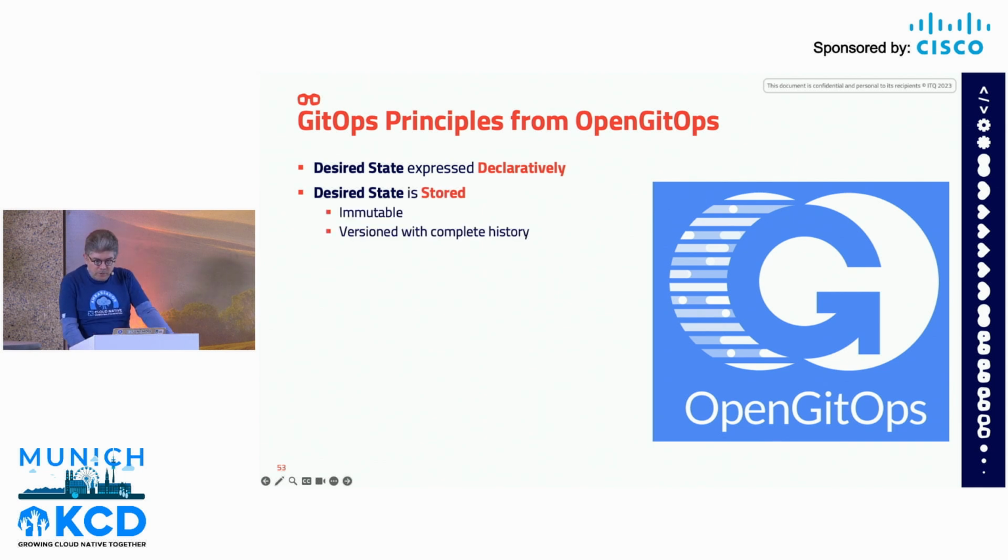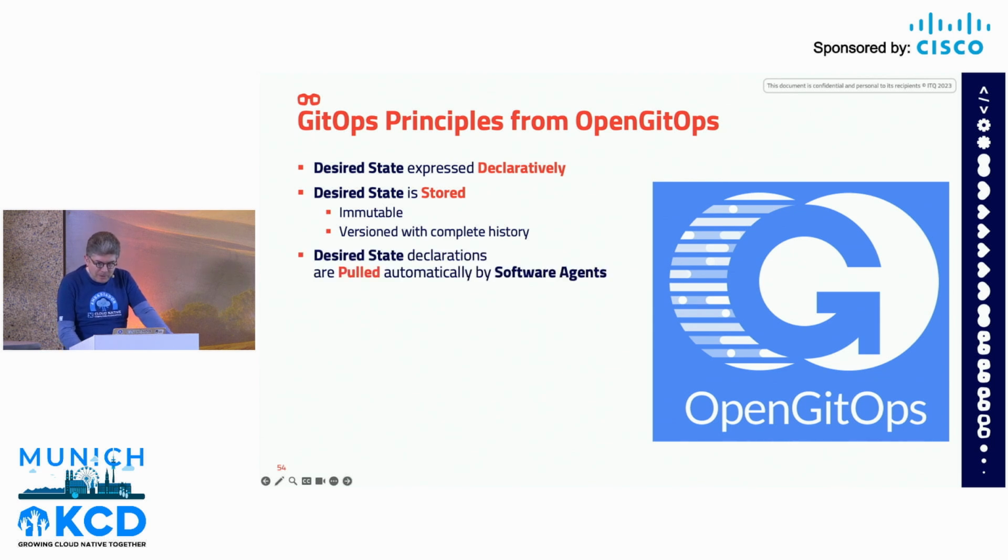The next principle of GitOps is storing the desired state. This means two things. First, immutability: when you store the data inside the desired state store, it cannot be updated. And versioning with the complete history. So that fits quite well with a Git server.